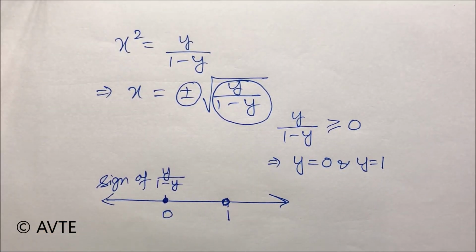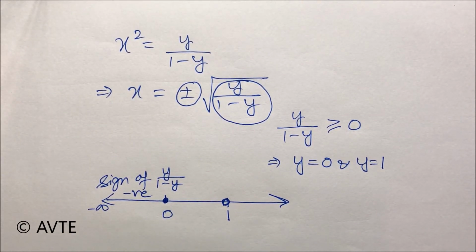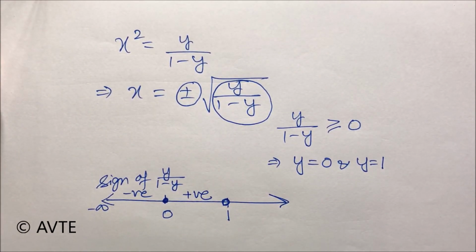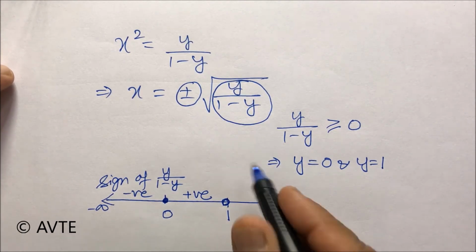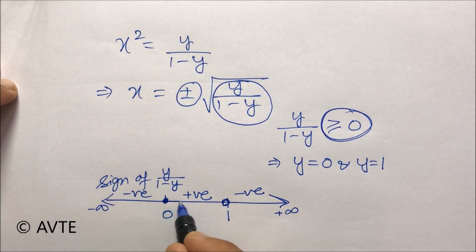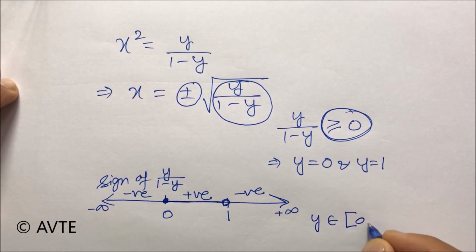So if you put any number from minus infinity to 0, you will always be getting a negative quantity. If you put any number from 0 to open interval of 1, you're going to get positive. Say if I put 0.5, both numerator and denominator are positive, so the sign will be positive. And if you put any value more than 1 up to plus infinity, you see that numerator is positive, but denominator is a negative quantity. So hence it will be a negative quantity. Since we need greater than equal to 0, we'll be only picking this part. That is, y is belonging to closed interval of 0 to 1.